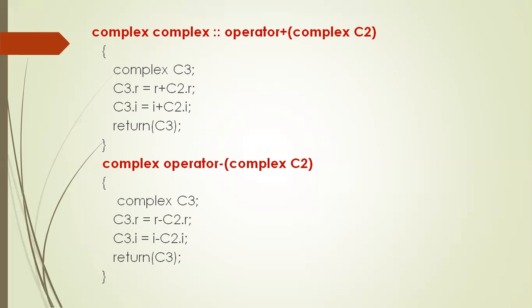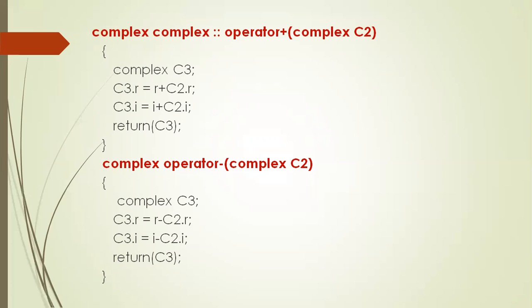Since the function returns another object of complex type, you declare one more object C3 inside the operator function, complex C3. So when you look at this declaration here, only the objects C2 and C3 are visible. C1 is not visible. Hence, while accessing any member data for C2 and C3, you make use of the dot operator. For C1, directly we can access as R and I.